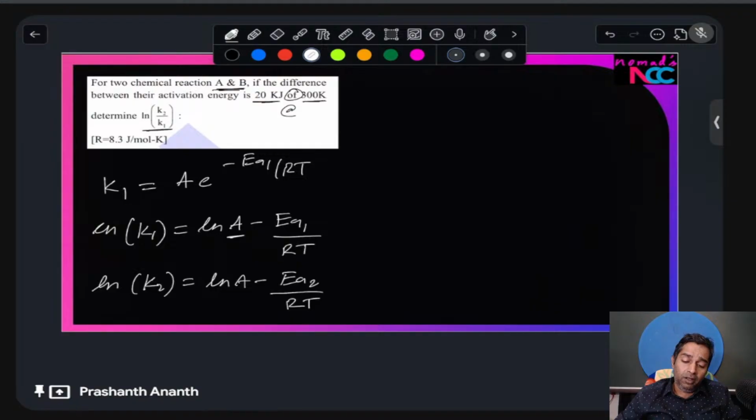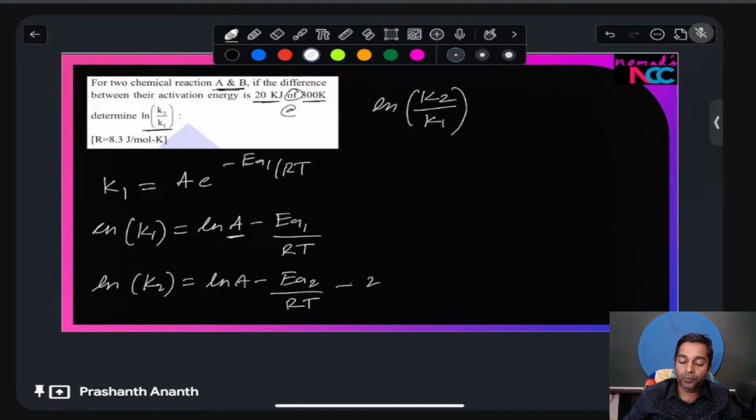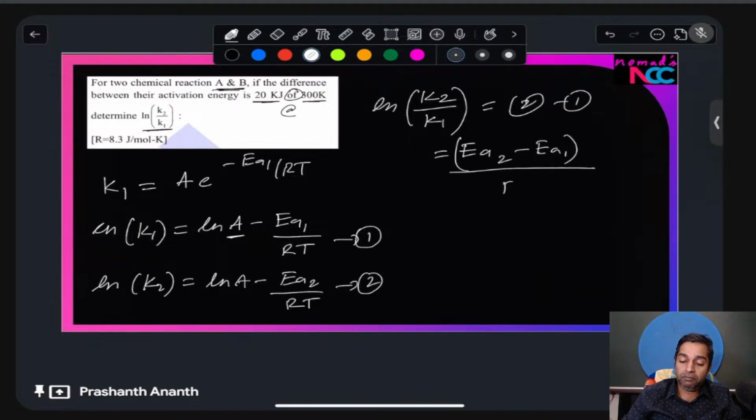Okay. The difference between their activation energy is given as 20 kilojoules. Alright, and we have to find a proper whole number over here, I suppose. So they're asking ln K1 by K2, that's a fairly straightforward calculation then. Or ln K2 by K1 they're asking. So ln K2 by K1 can be written as, let's call this equation 2, and let's call this equation 1, so it's 2 minus 1. If it's 2 minus 1, it is going to be EA2 minus EA1 divided by RT. As simple as that.